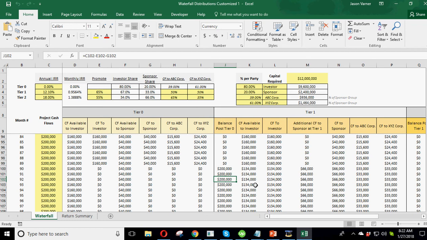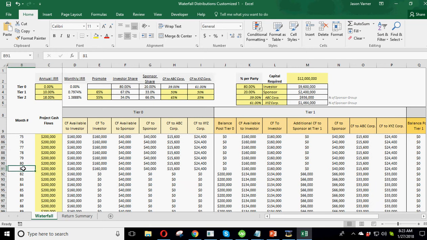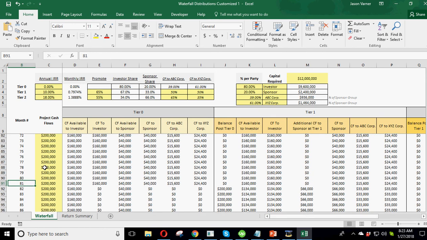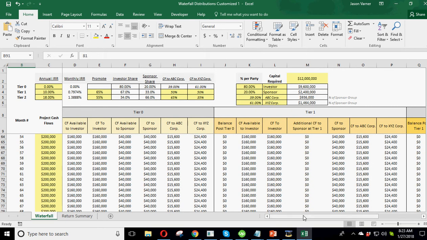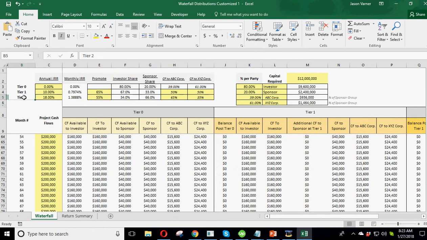That's how it works. If we were to change this hurdle, let's say make the hurdle less, that would mean more of the cash is split in the first hurdle than this one. So watch, this should go up. And yep, there it goes up. Now month 81 is where we start to get into tier one. And you can see, obviously, the sponsor wants to get as high of an IRR as possible for everybody because they then get the most cash split at this beneficial tier two level of 66%.